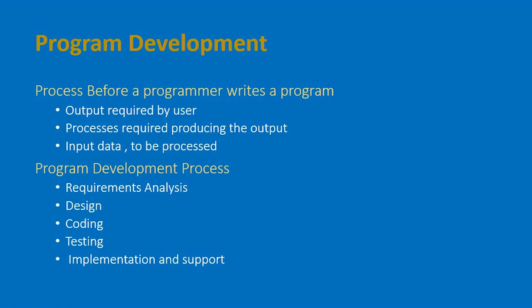Program development process. In this process, the programmer needs to understand the processes required during program development. So requirement analysis is the first thing. In this stage, the programmer needs to gather and analyze requirements from stakeholders, users, and customers. The goal of this is to define the problem the software application will solve, identify the key features and functionalities required, and then establish any constraints and limitations.